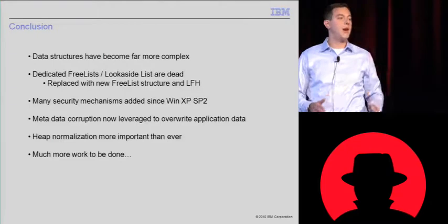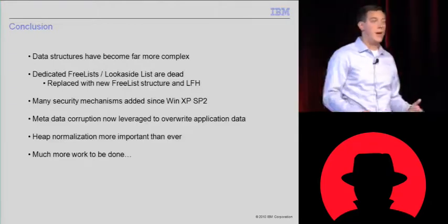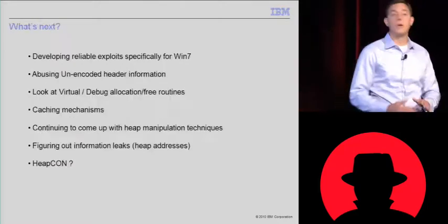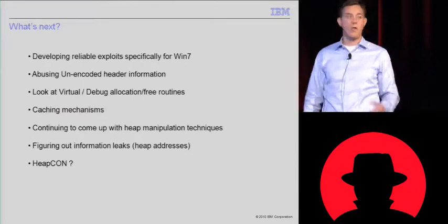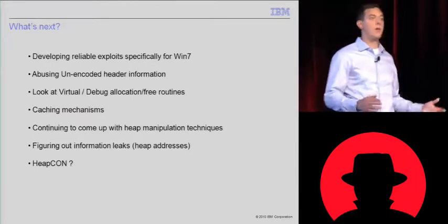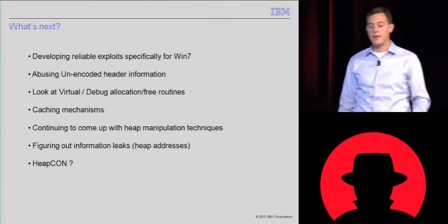You're going to need to figure out how to get memory close to each other to do what you need to be done. But I do think there are still a lot of things to be done as well. I want to see a lot more Windows 7 reliable exploits out there. I want to see what other people think and what other techniques they have.